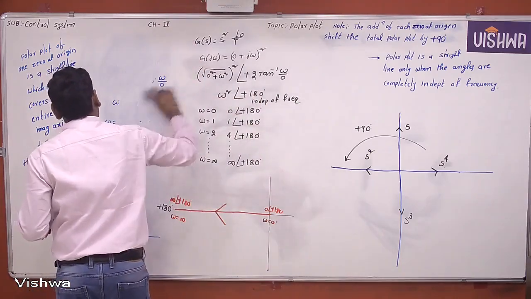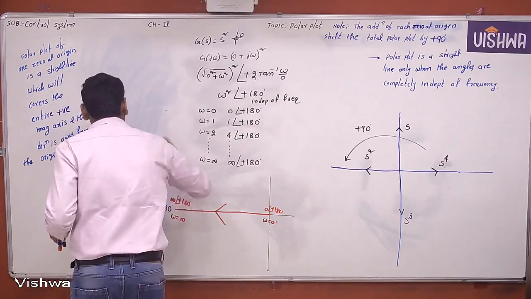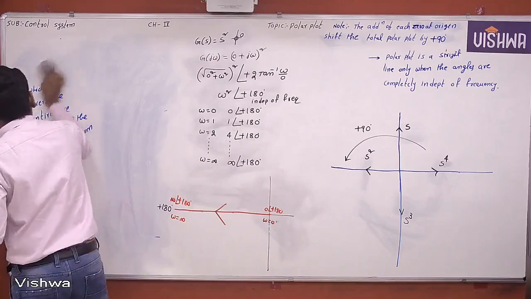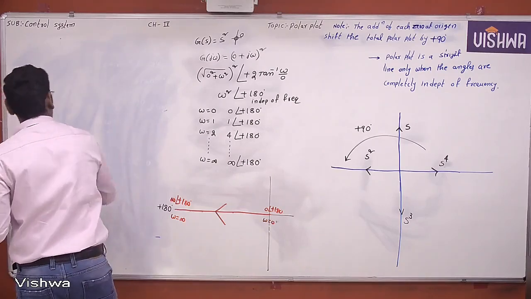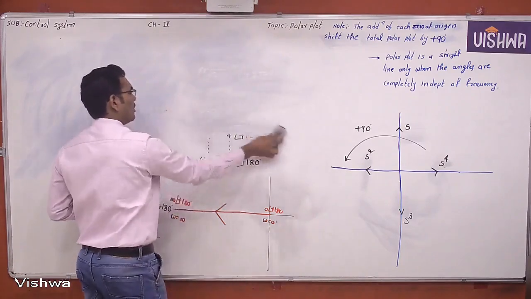So now you understand what happened when a pole is added at origin. You understand what happened when zeros are added at origin. What happened with the addition of each finite pole? How does the polar plot change?